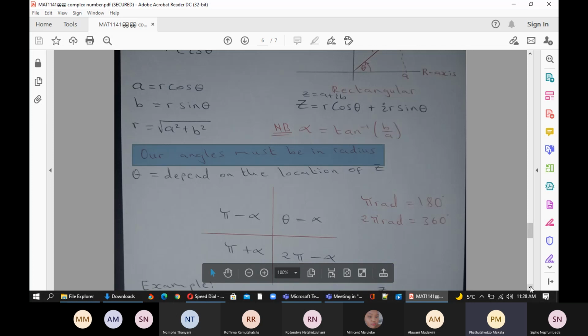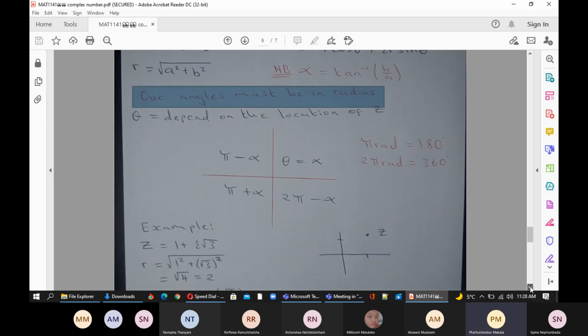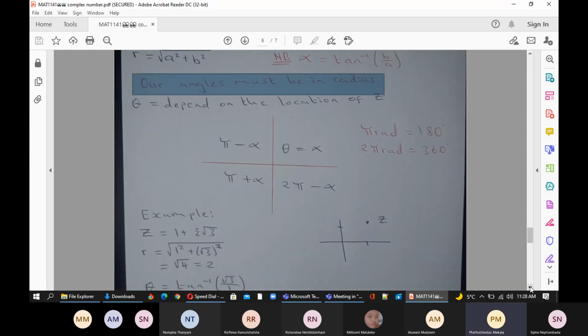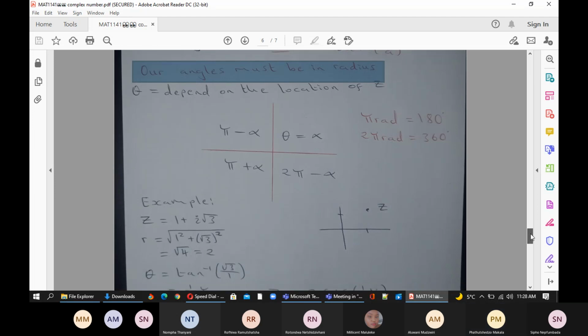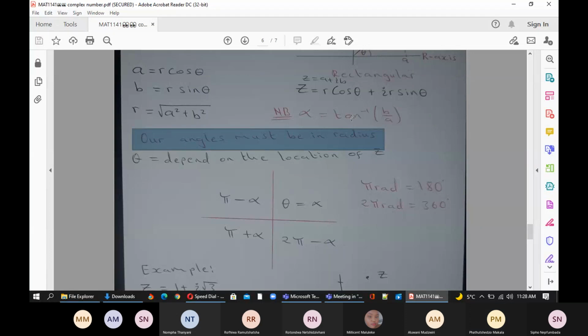So now, Z depends on the location of theta. It depends on the location of Z. When I say theta is equal to tan arc B over A.